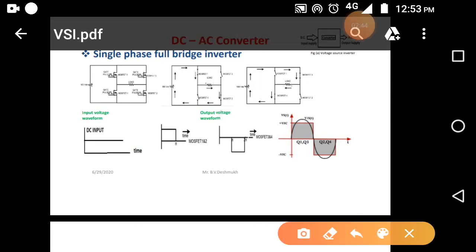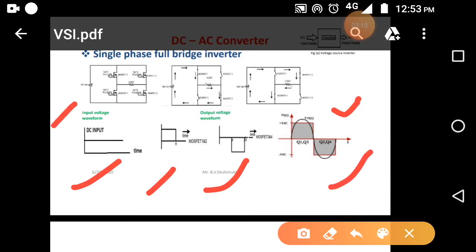Here to summarize, this is your input supply, and this is the first condition when MOSFET 1 and MOSFET 2 are turned on, then the output waveform looks like this. And when MOSFET 3 and MOSFET 4 are turned on, then we get the output waveform looking like this, and the final output waveform is represented here. Now this is the input waveform and this one is the final output waveform.